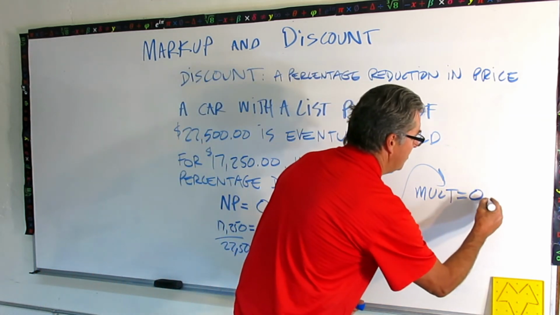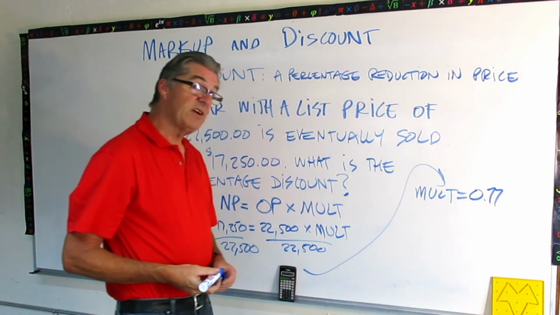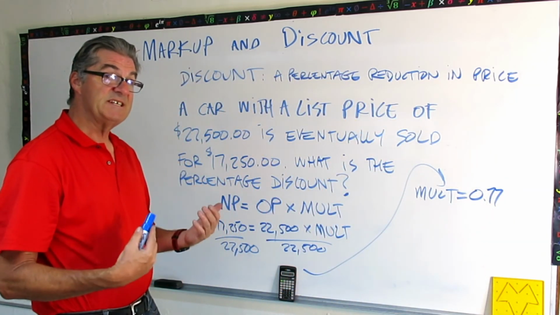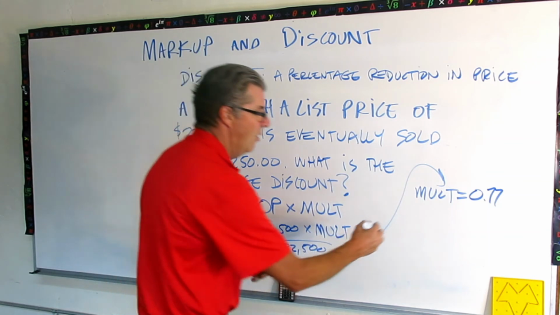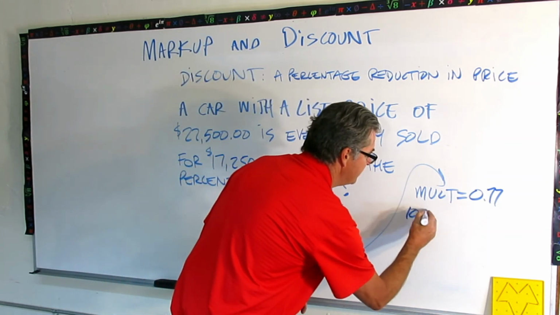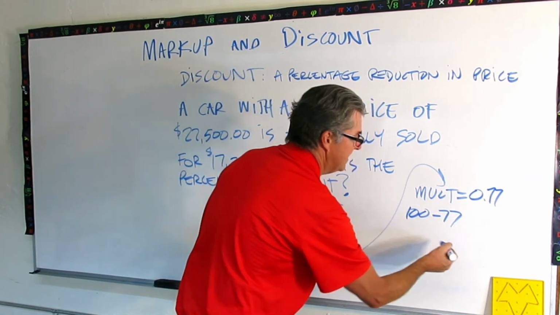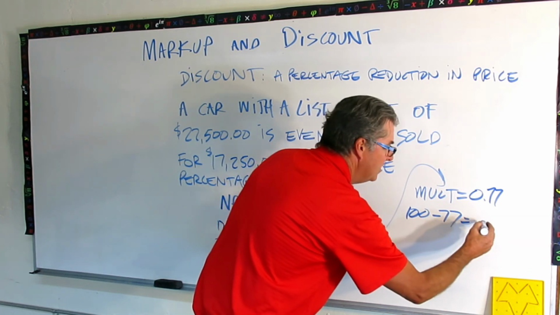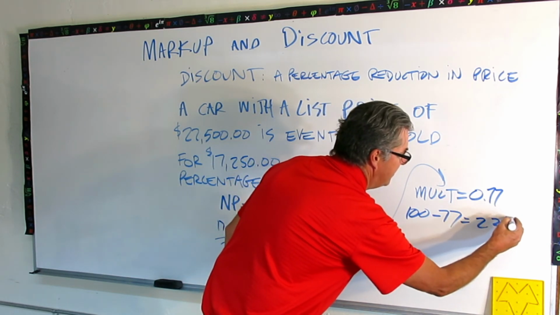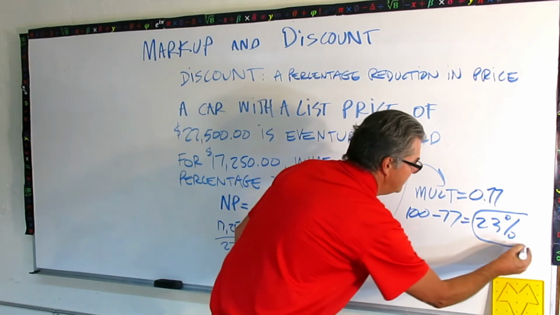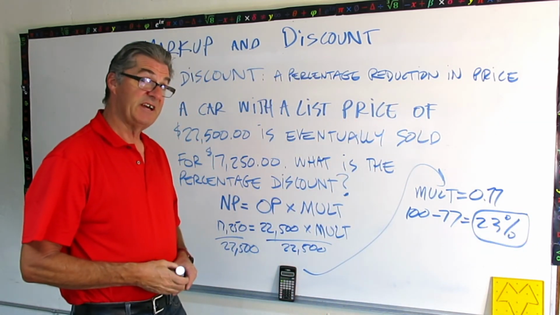So 0.77 is our multiplier. Now the percent discount is going to be 100 minus the 77%, which gives us a 23% discount. So that's our discount in this problem.